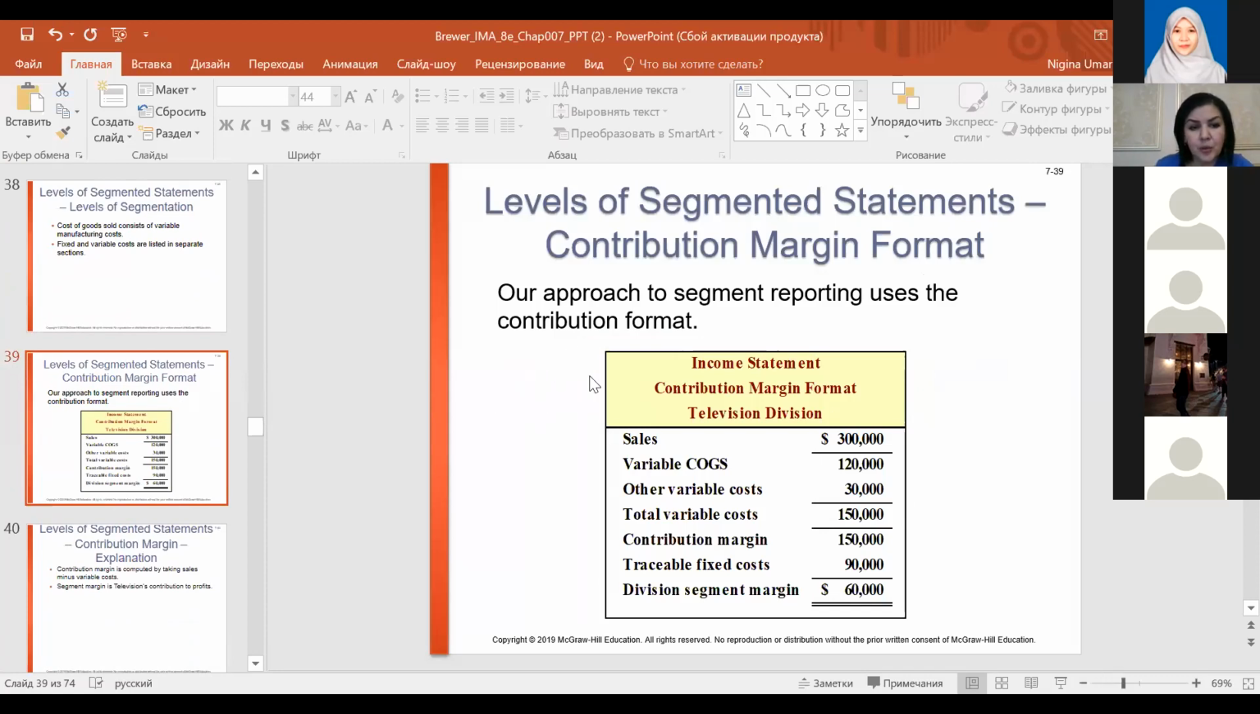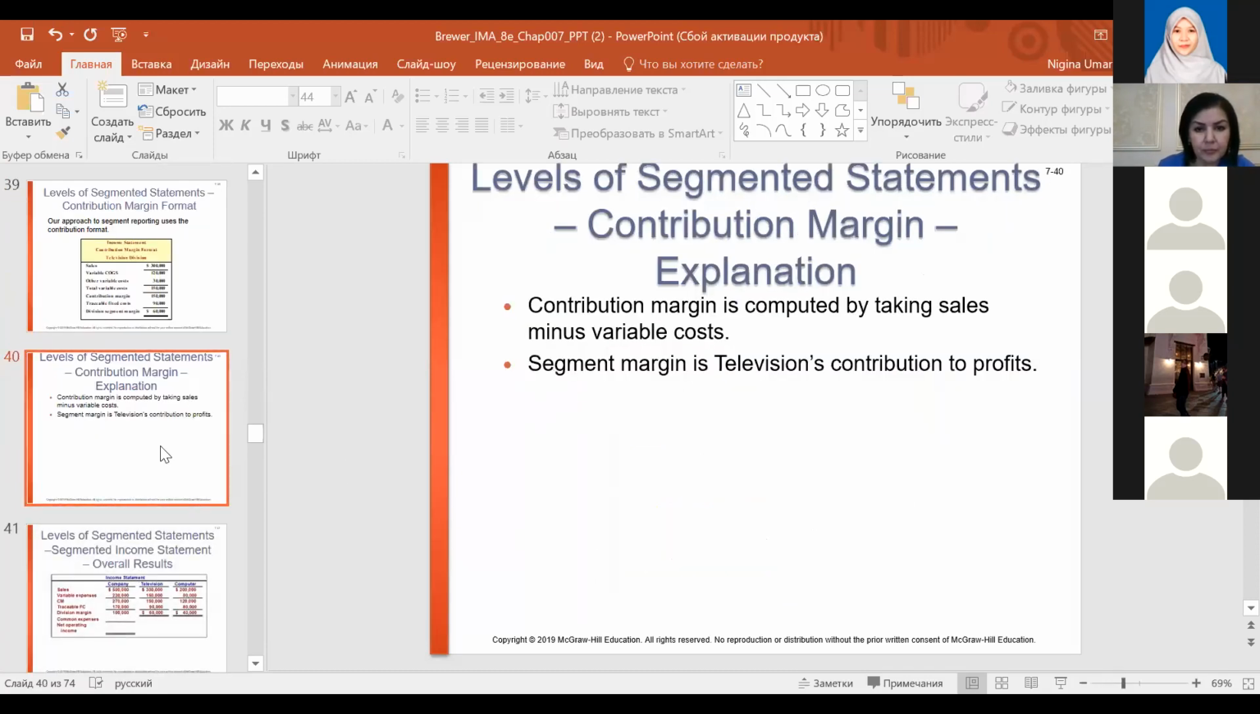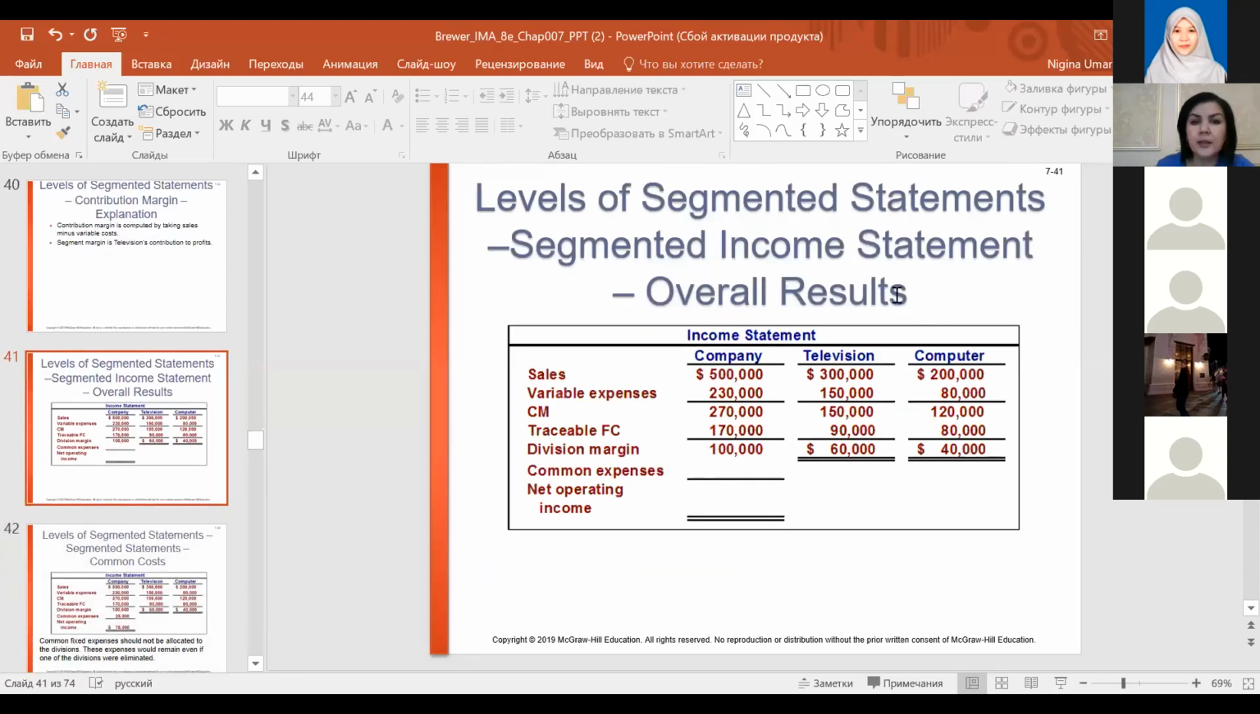So this approach uses segmented levels of segment contribution margin format. And now let's look at how contribution margin is computed by taking sales minus variable cost, and segment margin is television's contribution to profit. Let's look at segments.